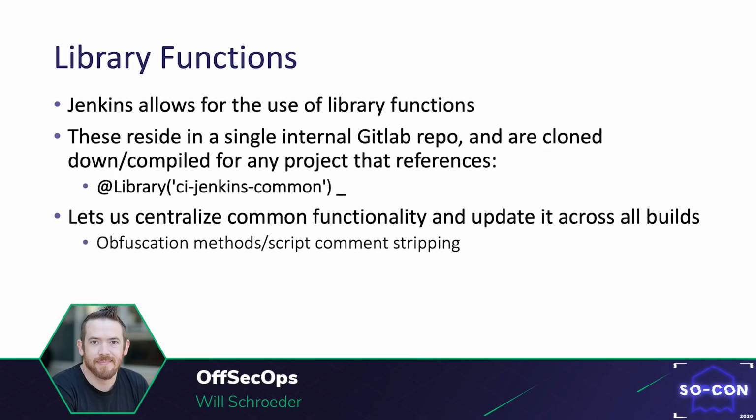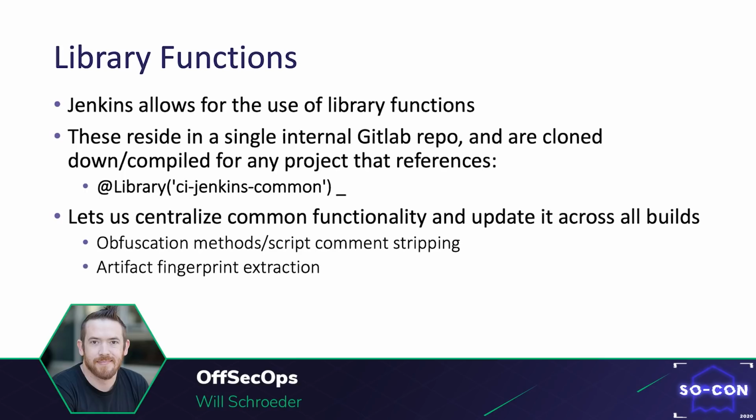So let's say that you wanted to change the way you were doing obfuscation across all the builds, and you had a common function built for that. Instead of having to go into dozens or 50-plus different declarative pipelines and changing different options or the method or whatever else, we can change it in the single common library repo function, and that's automatically pushed down to all the builds without us doing anything else.